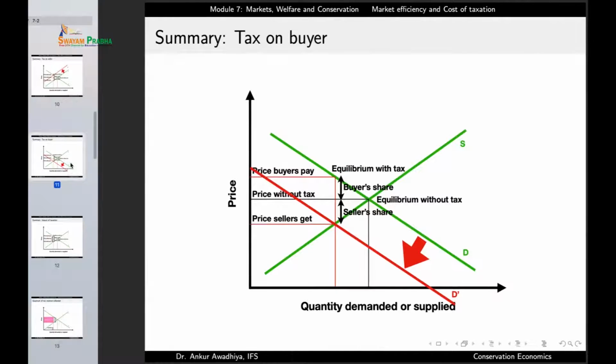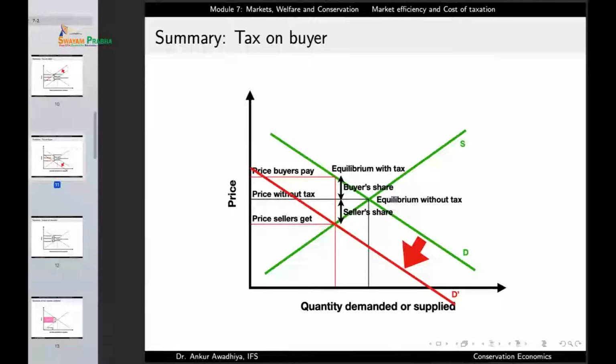On the other hand, when a tax is imposed only on the buyer, what the government is saying now is that we are not going to tax the sellers, but whenever the buyer buys this pen, he will have to pay 50 paise. Now what happens? When the cost of the product increases, that will lead to a shift in the demand curve to the left. So this is the original demand curve, this is the new demand curve. Because the tax is being imposed only on the buyers, we are seeing a shift only in the demand curve and there is no shift in the supply curve.